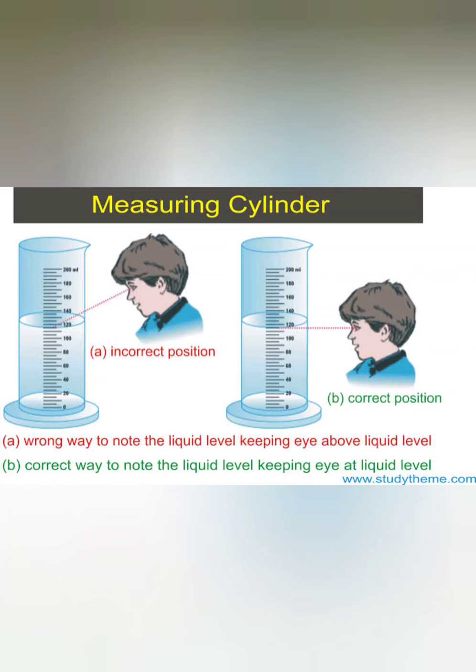Figure A shows the wrong way to note the liquid level, keeping the eye above the liquid level, and figure B shows the correct way to note the liquid level, keeping the eye at the liquid level. So we must always keep our eye at the liquid level to note down the reading in a correct way. So we can use a measuring cylinder to measure the volume of a liquid.